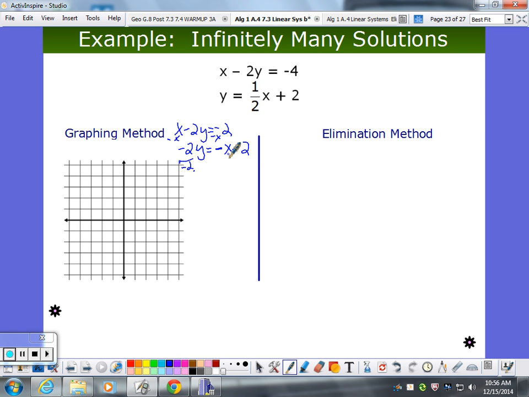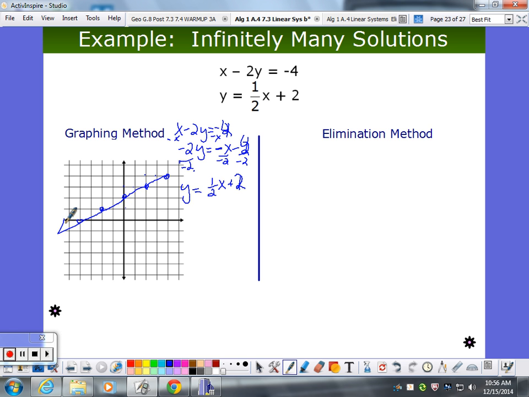Now what am I doing? Everything gets divided by negative 2. That's a 4, that's a 4, that's a 2. So here's my equation, y equals half x plus 2. So I can graph that. That's 2. Up 1, right 2. Up 1, right 2. Down 1, left 2.